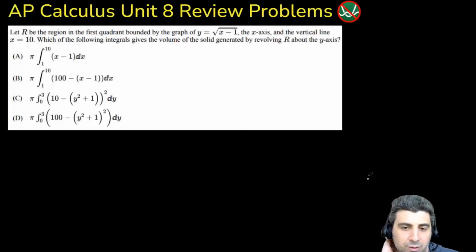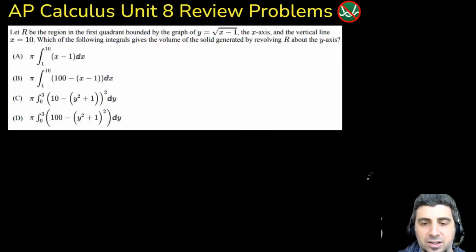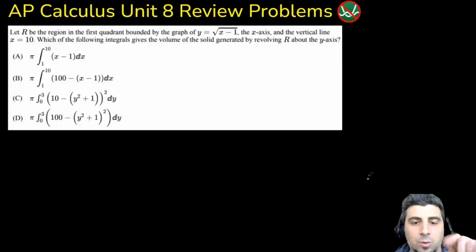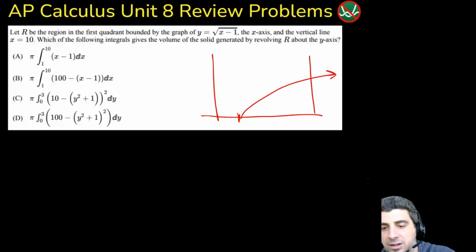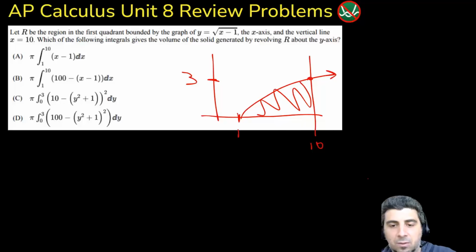Let R be the region in the first quadrant bounded by the graph of y equals the square root of x minus 1, the x-axis, and the vertical line x equals 10. Which of the following integrals gives the volume of the solid generated by revolving R about the y-axis? So if we look at our region, square root of x minus 1 is the square root graph shifted 1 unit to the right. So it's like this. Then x equals 10. It's going to be there. This point right here would just be 3. And we want this region, and we're going to rotate it about the y-axis.